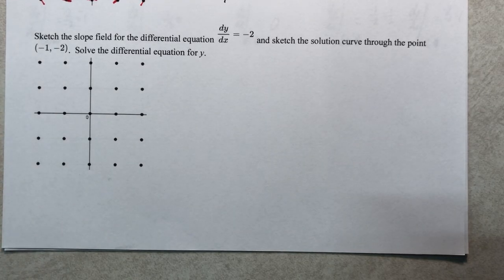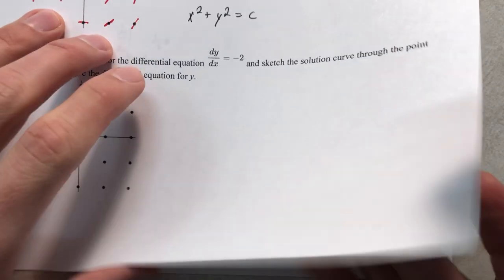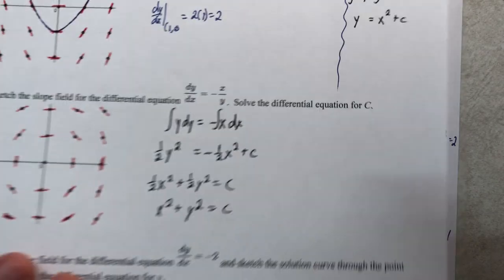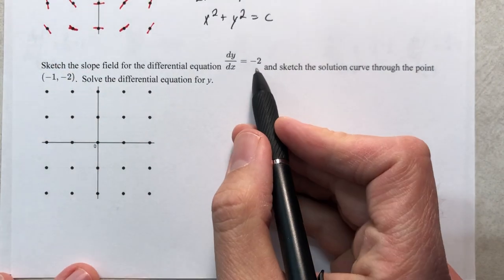This one's going to be a lot easier than the last one. Remember on the last one where we had way too much? Not going to put it. Because if I put it, I'd get negative 2.